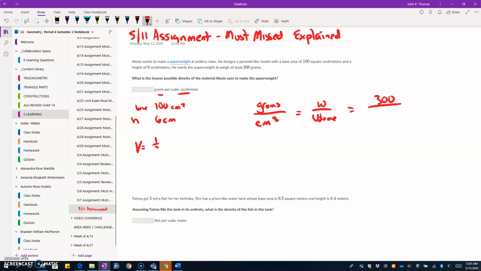And volume of a pyramid is 1/3 base times height. So we have 1/3 times 100 times 6. I'm going to reduce the 3 and the 6 down to a 2. So we have 200, so that means that it's 3 halves, which is 1.5. So the lowest possible density is 1.5 grams per cubic centimeter. If it's less than that, it's going to weigh less than 300. If it's more than that, it'll weigh more than 300. So we're looking at 1.5 grams per cubic centimeter for that first one.